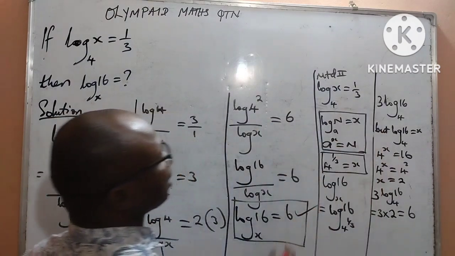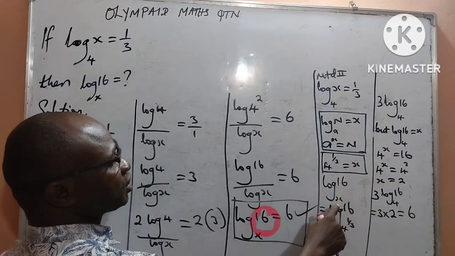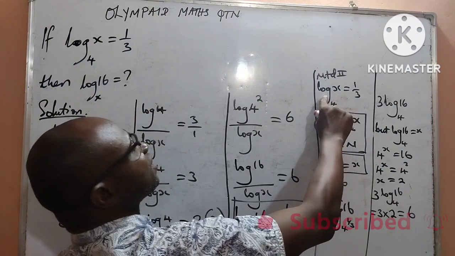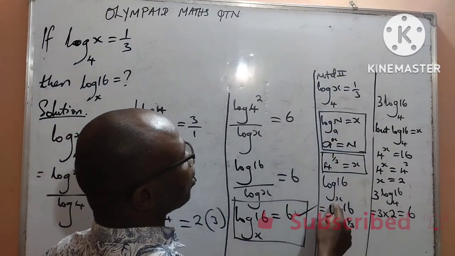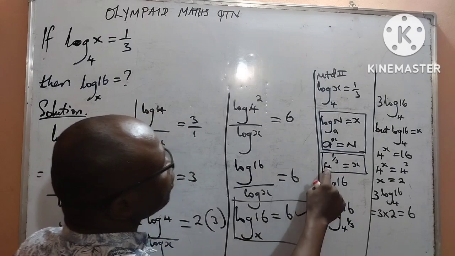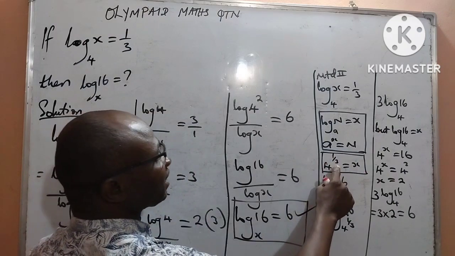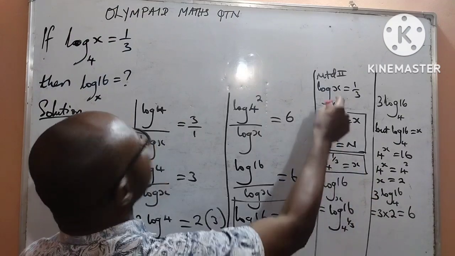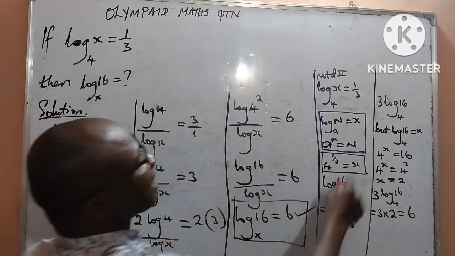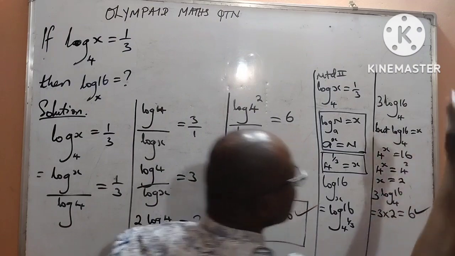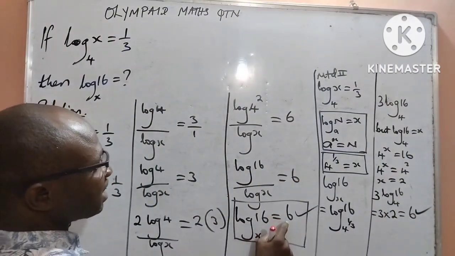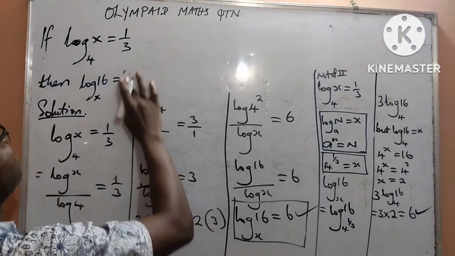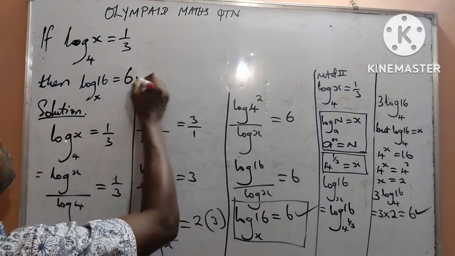Giving us that the logarithm of 16 to base x, if x is gotten from the given question to be equal to 4 raised to power 1 over 3, then when we substitute the value of x into the main given question that we are asked to evaluate and solve it, our answer will be equal to 6. Authenticating what we have gotten here. In conclusion, the answer to this question is therefore equal to 6.